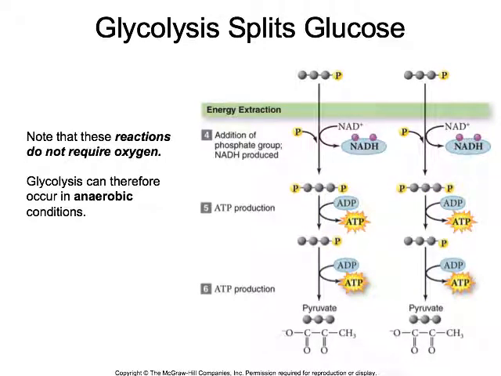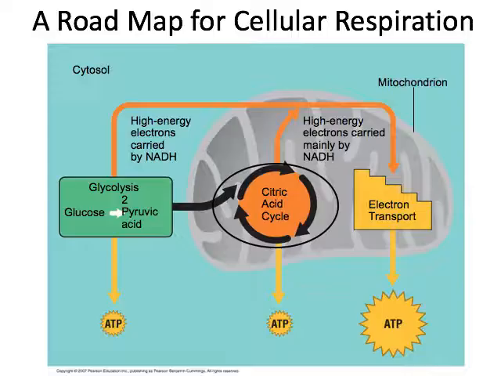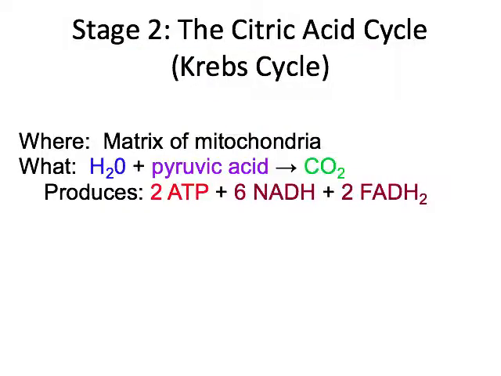Note that glycolysis reactions don't actually require oxygen. We haven't used oxygen yet. Therefore, glycolysis can occur in anaerobic conditions, which is conditions in which there is a shortage of oxygen. Glycolysis yields 2 ATP molecules, 2 electron carriers loaded up with electrons, and 2 pyruvates. Next up, let's see what happens to those pyruvates in the citric acid cycle.